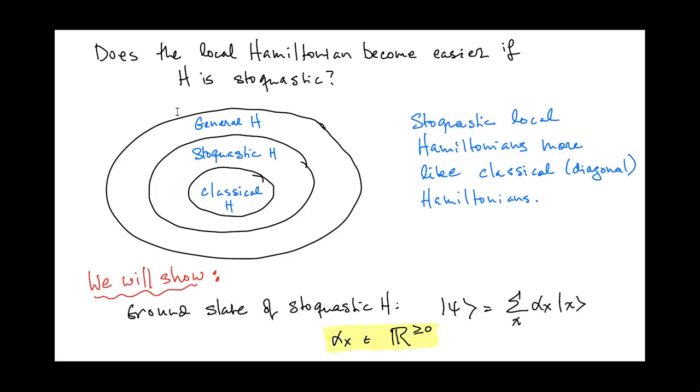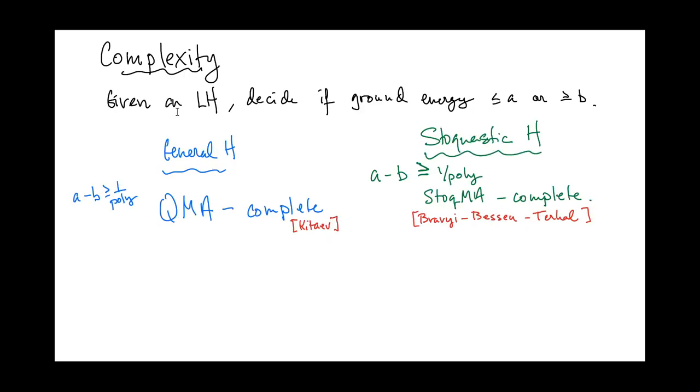Okay, so the general setup here is we have general quantum Hamiltonians, we have the classical on the inside, and stochastic sits somewhere in between, much like the commuting case, which is in between classical and quantum. And we'll show a version of this: the ground states of stochastic Hamiltonians are what I will call non-negative states, if the amplitudes are real and greater than or equal to zero, okay? Now I'm just going to do a little bit of survey, give you the lay of the land, and we'll take a deeper dive into a couple of these results as we go.